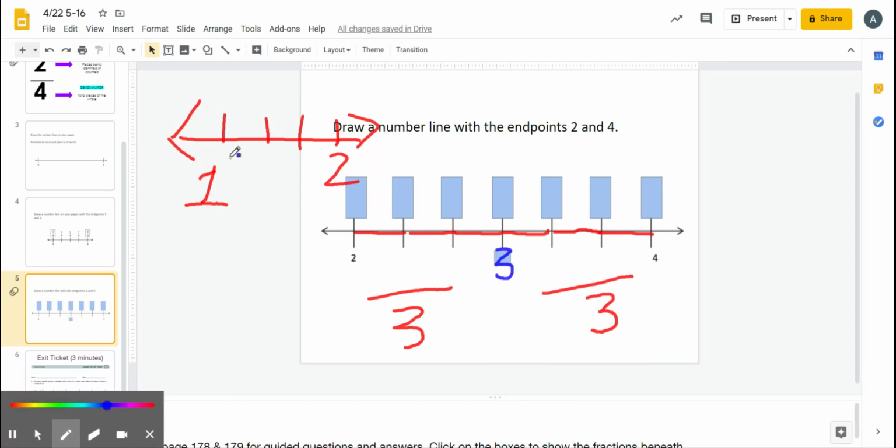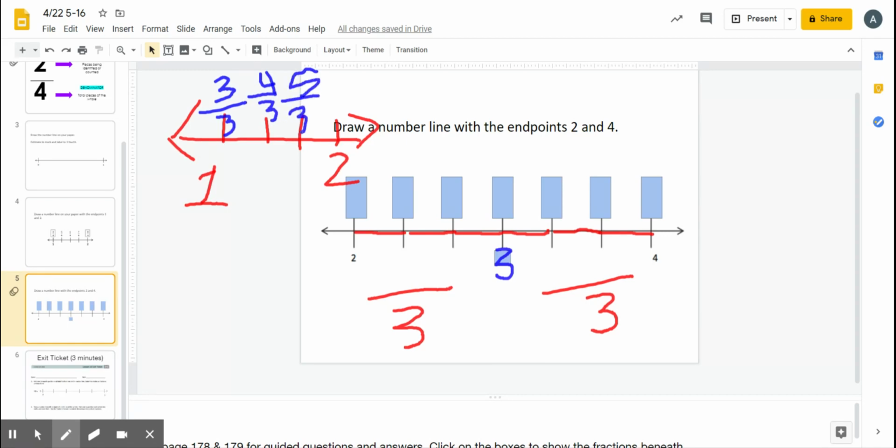So we can use what we know about 1 and say that 1 is the same as 3/3, and then we can continue to count. So if 1 is 3/3, the next one counting by thirds would be 4/3. Then after that, 5/3. And then 2 would be 6/3. So looking at our number line, we start at 2. So we know that this fraction here is 6/3. So now we can continue to count by thirds to fill in the rest of our blanks.